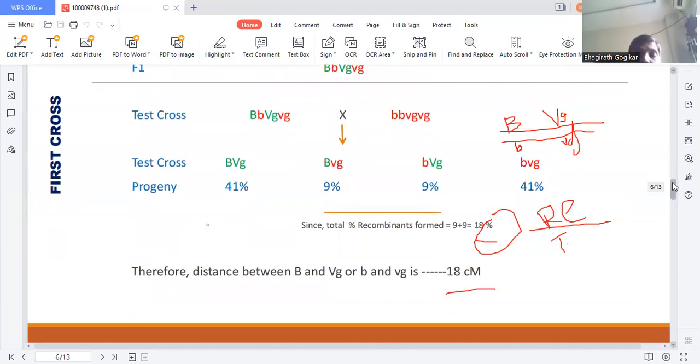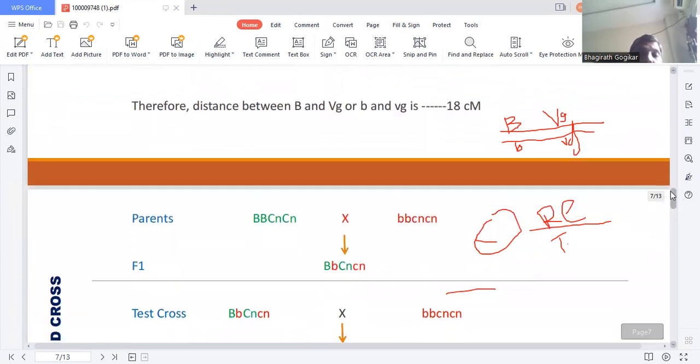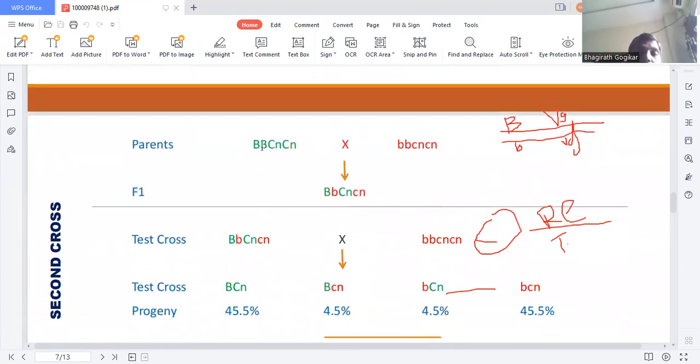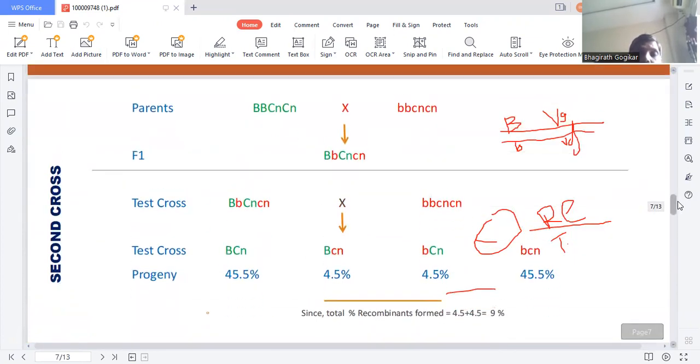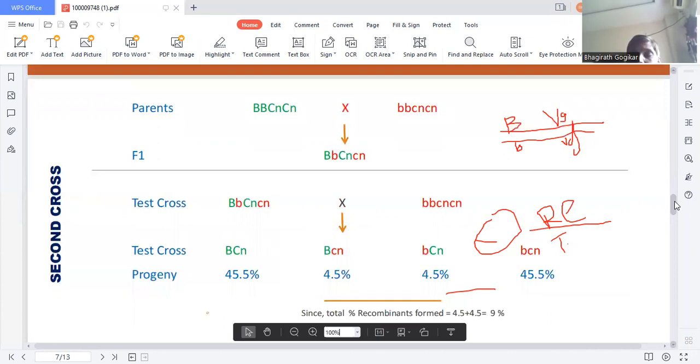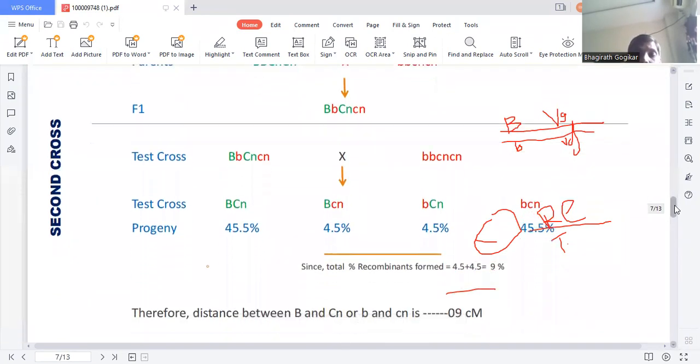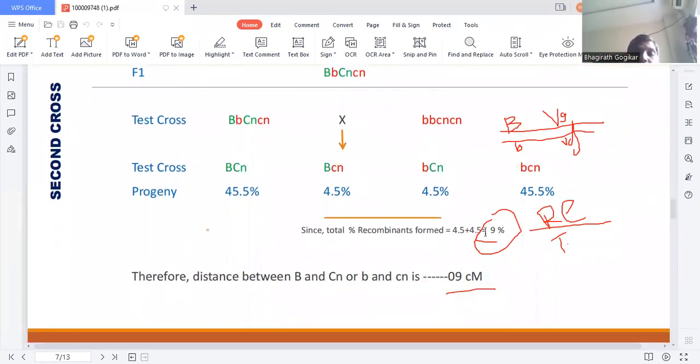Next we can go for another trait. Here B, CN. We can take black body and normal. Here the recessive characters are cinnabar eyes and black body. This is gray body, this is black body, this is normal, this is cinnabar eyes. So here, what is the recombinant percentage? Total is 4.5, 4.5. That is 9%. That is 9 centimorgan distance between which genes? B and CN.